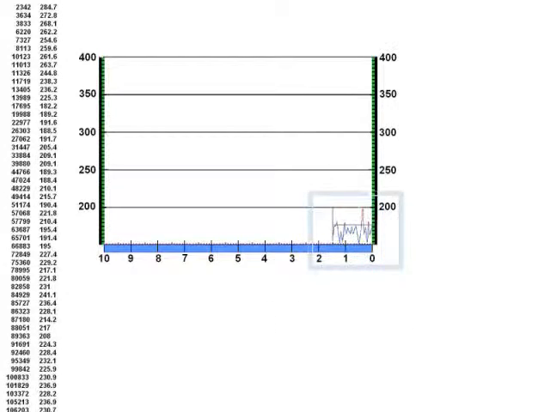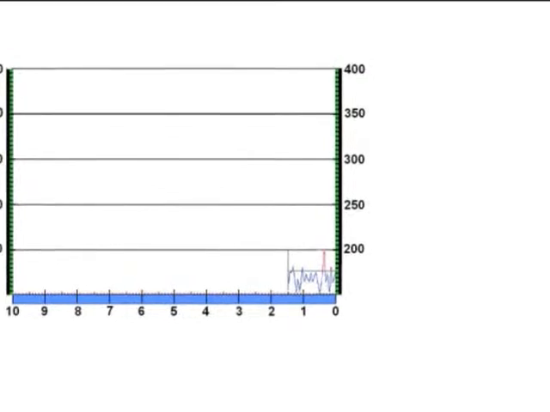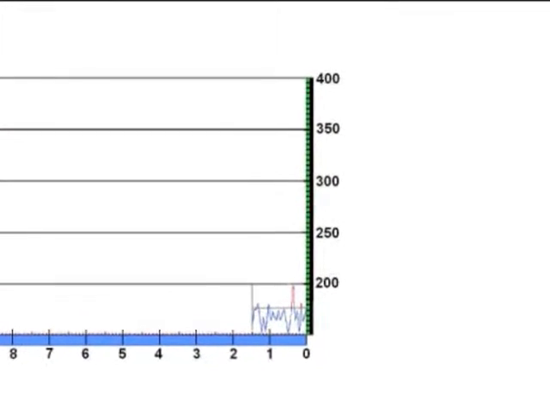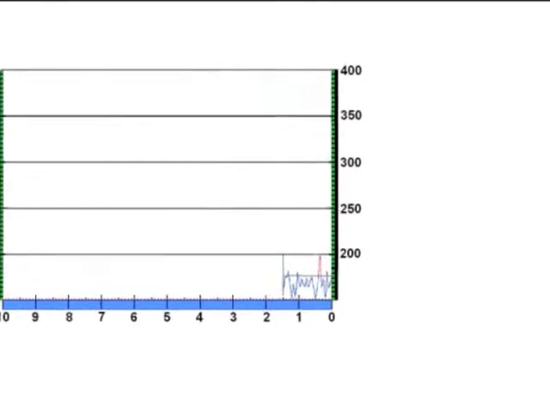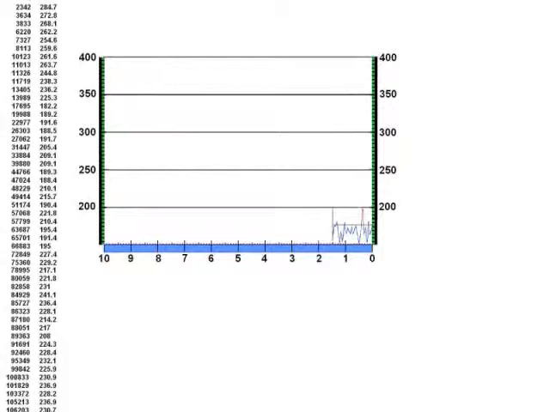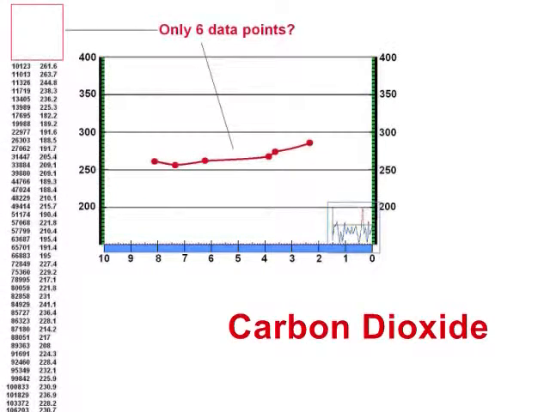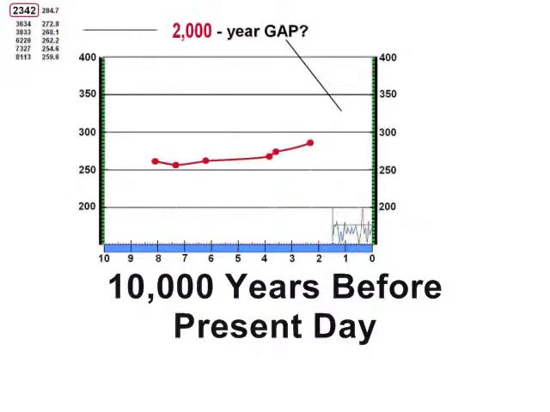Now we plot CO2 data. I'm going to put a bunch of red dots all over the graph. We already know from recent data since 1980 that CO2 is approaching 400. It's been somewhere between 350 and 400. Let's see how the red dots from the Vostok chart connect with this. There's only 6 data points, and there is a 2,000-year gap.